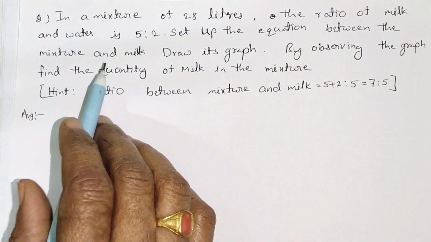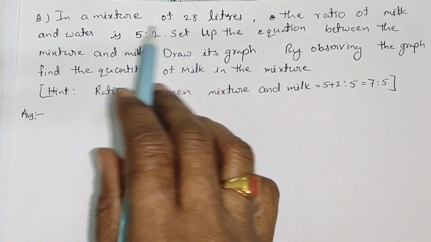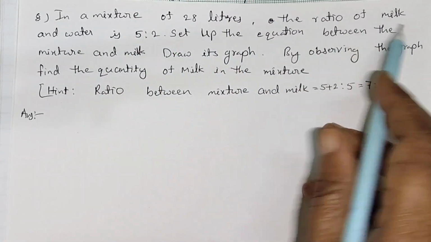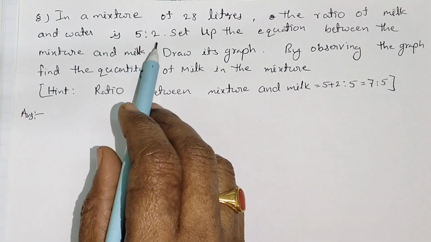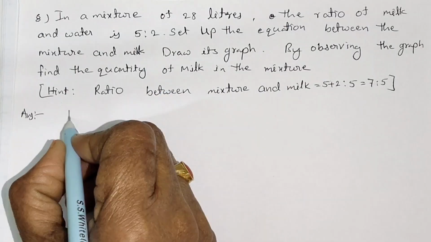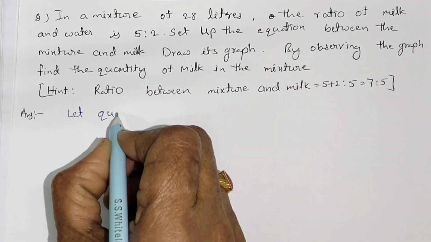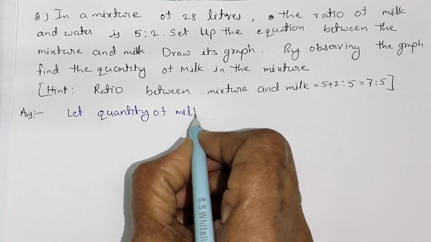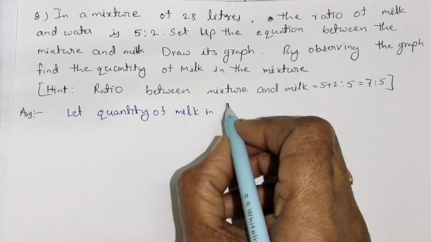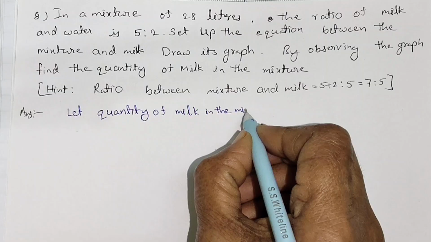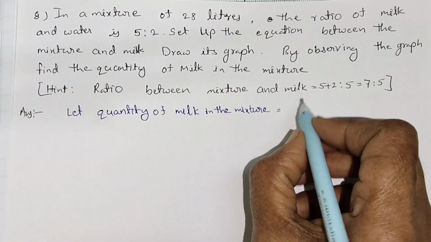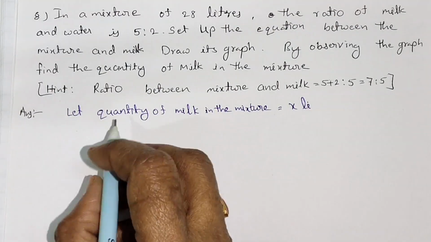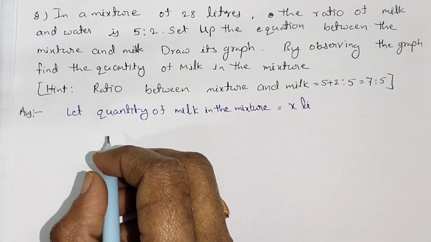Here first the quantity of milk. Total 28 liters and the ratio of milk and water is 5:2. So first we take the quantity of milk in the mixture is equal to x liters, and the quantity of the water.